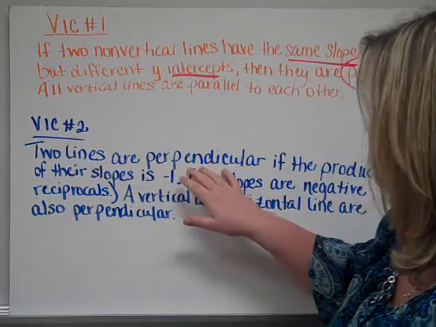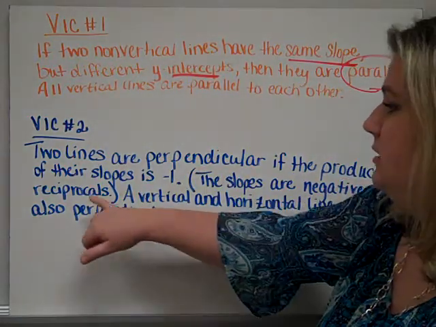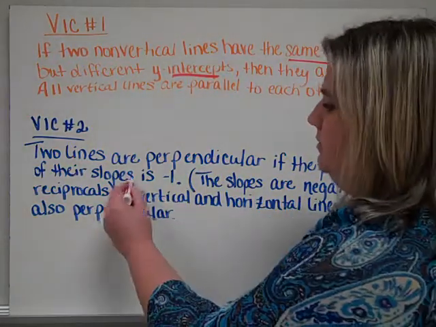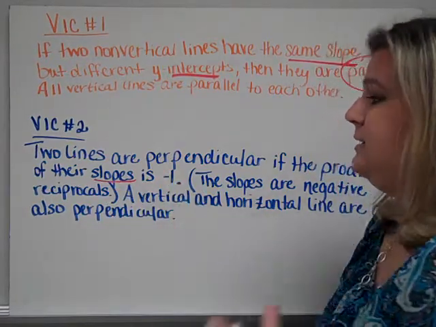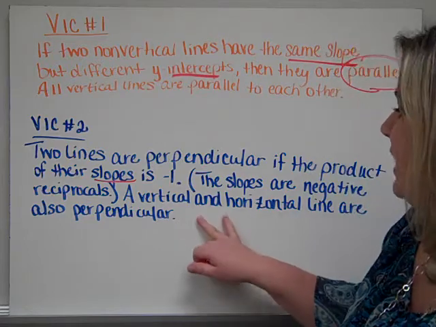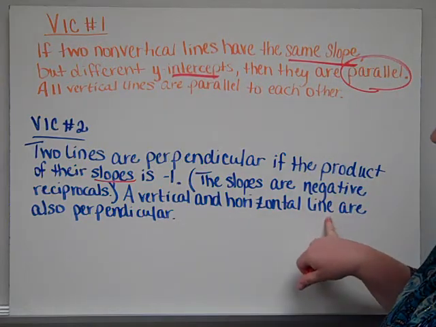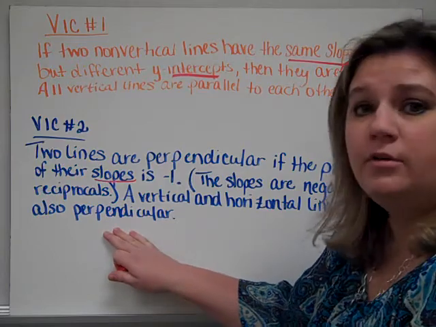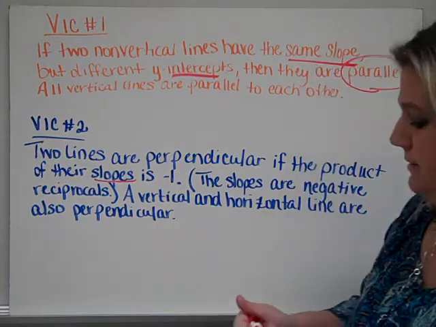Rule number 2: two lines are perpendicular if the product of their slopes is -1. That means that their slopes are going to be negative reciprocals of each other. A vertical line and a horizontal line are also perpendicular, and that makes sense.